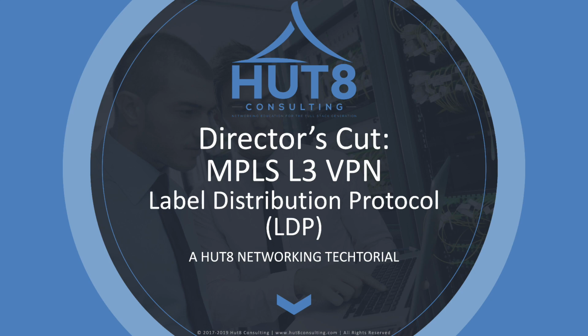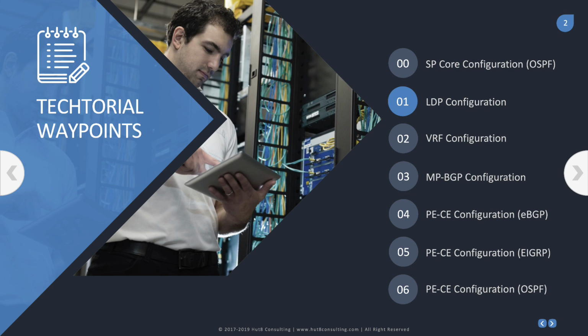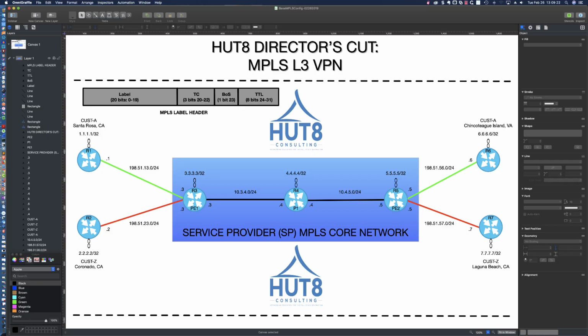So let's go ahead and dive in and take a look at LDP, or the Label Distribution Protocol, which is configuring MPLS. Let's refresh real briefly here our network diagram. So again, we're focusing on router 3 PE1, router 4 P1, and router 5 PE2. That's where we're going to be making these LDP configuration changes.